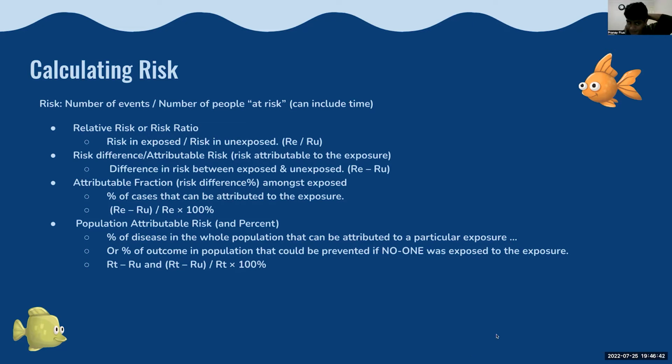And the last one is the population attributable risk and percentage. Again, these formulas are good to remember. It's basically the risk of the total population minus the risk of unexposed. So you're basically finding out what's the percentage risk of just the exposure. So if no one was exposed, how much of the disease could be prevented. A good example of this is smoking. And I think it's on the next page.